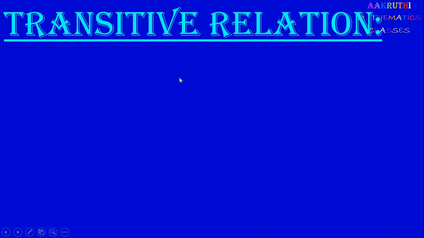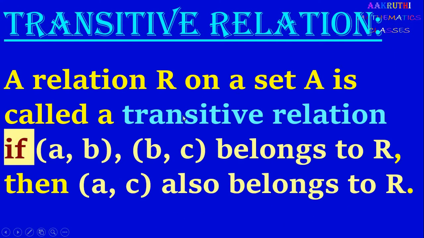So next it is transitive relation. A relation R on a set A is called transitive relation if (a, b), (b, c) belongs to R, then (a, c) also belongs to R. Here also, if (a, b) and (b, c) are there, then only we have to verify transitive relation, or else the transitive property is satisfied.